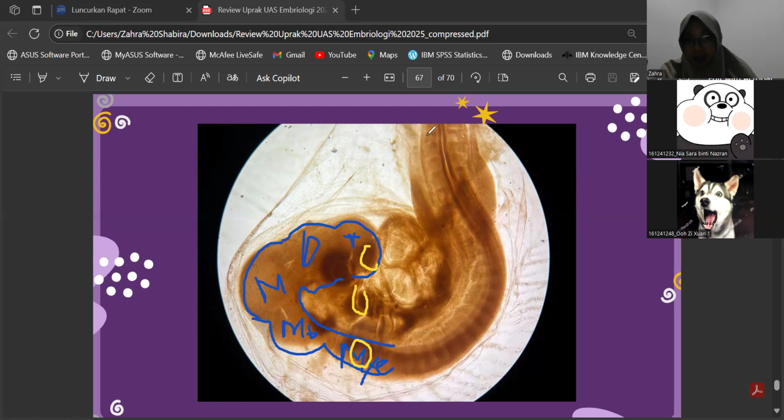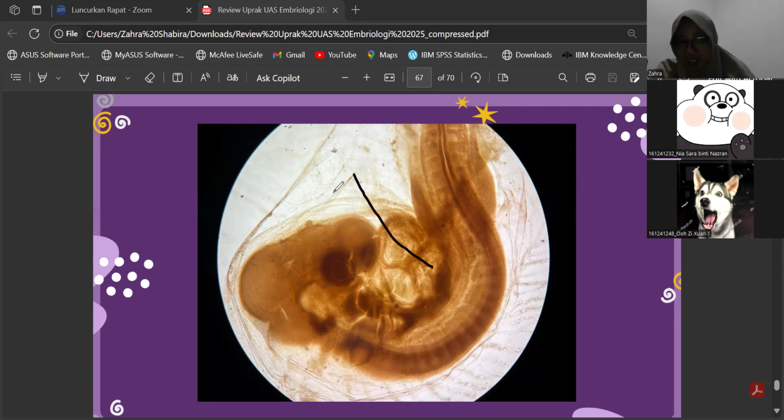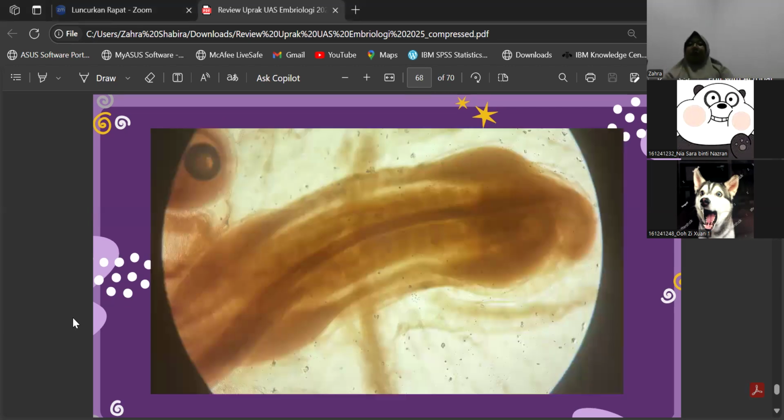AIP, anterior intestinal portal, over here, with wing bud, and leg bud below. Now this is the posterior part. Wing bud in here, and then leg bud over here. This is PIP, posterior intestinal portal, and tail bud.